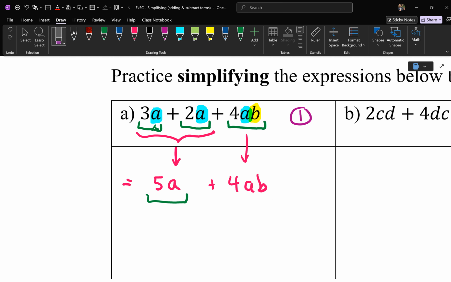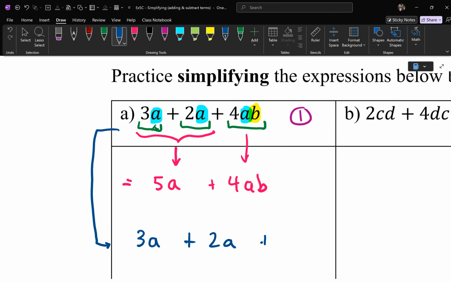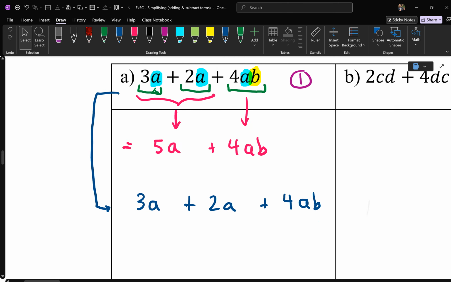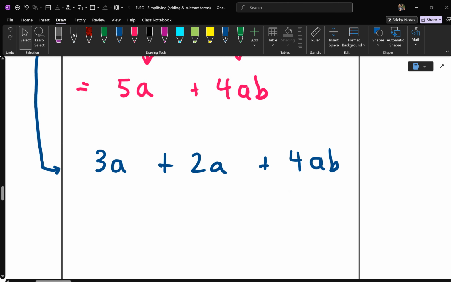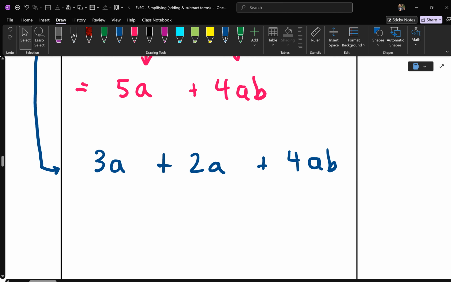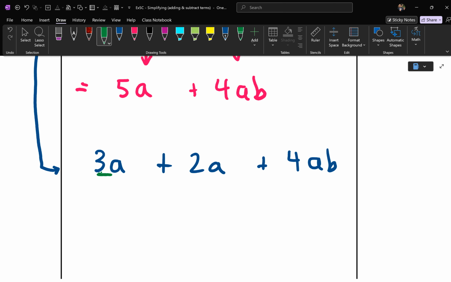But what I also like is for you to understand, why can you add 3a and plus 2a? Let's take a step a bit further, okay? So underneath, I'm going to show you the logic. When you say 3a plus 2a plus 4ab, let's revise what you learnt in exercise 5a. When you write the number 3 next to an a, what's happening in between it again? Are you adding, subtracting, multiplying, or dividing?